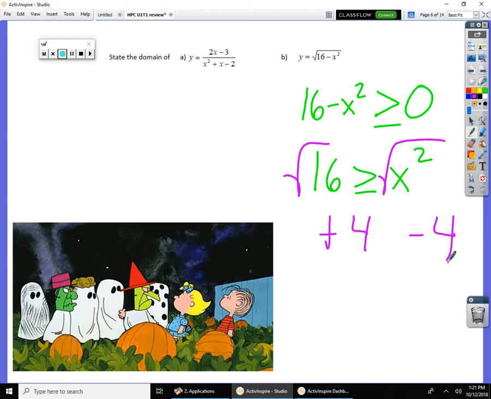Okay? So x has to be between what two values? Negative 4 and positive 4. What happens if I choose 5? What's 5 squared? 25, right? So 16 minus 25 is negative 9. So that's the other way you could have done it, is test it in your head. This is saying x is bigger than negative 4 but smaller than 4. It's between negative 4 and 4.